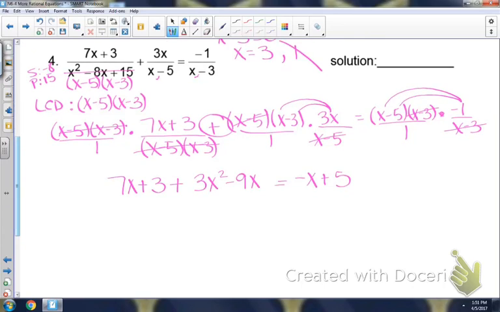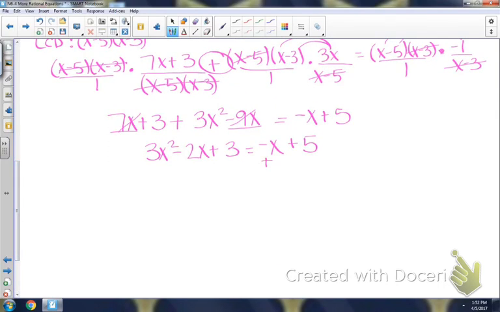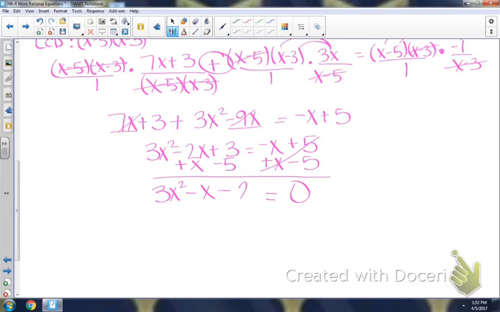Okay, so notice we have a quadratic equation. We need to combine like terms on the left side. So I'm going to put it in standard form with my x squared first, then my x. So combining 7 minus 9, we get negative 2x. And then you have the plus 3. Since our x squared term is positive, I want to keep it there, which means to set it equal to 0, I want to add x and subtract 5. So that's 3x squared minus x minus 2.